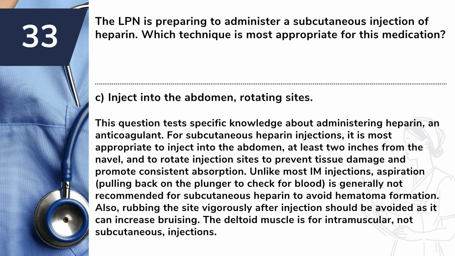This question tests specific knowledge about administering heparin, an anticoagulant. For subcutaneous heparin injections, it is most appropriate to inject into the abdomen, at least 2 inches from the navel, and to rotate injection sites to prevent tissue damage and promote consistent absorption. Unlike most IM injections, aspiration, pulling back on the plunger to check for blood, is generally not recommended for subcutaneous heparin to avoid hematoma formation.